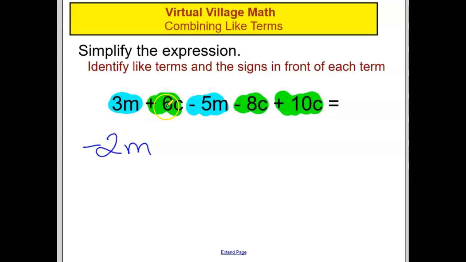I have a plus 6c, so a positive 6c. Positive 6c minus 8c, that is negative 2c. But then I need to add 10c to that. That becomes a positive 8c. Because it's a positive 8c, I'm going to put a plus sign in front of it. So I went from having 5 terms down to 2 expressions are equal to each other.